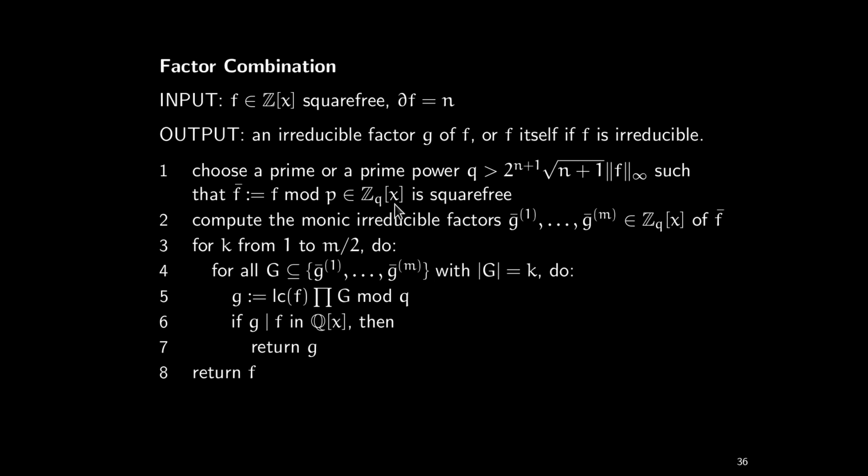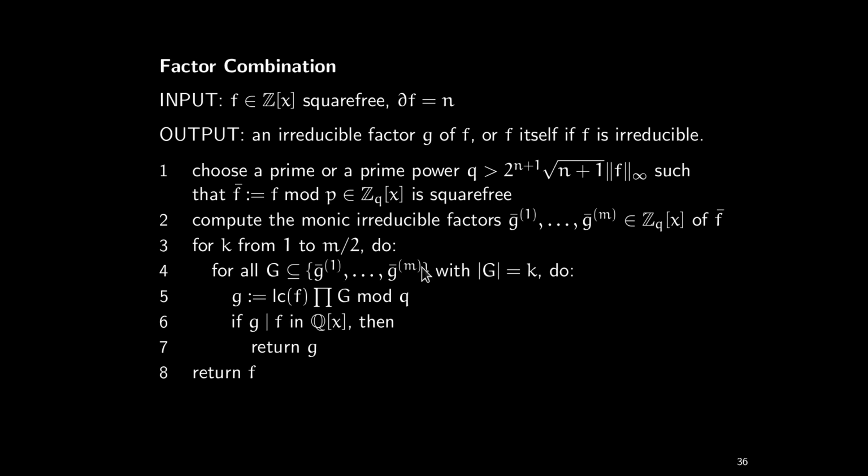So here we compute a factorization over Z_Q. Q is a prime power, so either it's a prime, then you use Cantor-Zassenhaus, or it's a prime power, and then you use Cantor-Zassenhaus followed by Hensel lifting. And in either case, after step 2, you have a factorization of f that is valid mod Q, and Q is a large prime or a large prime power.